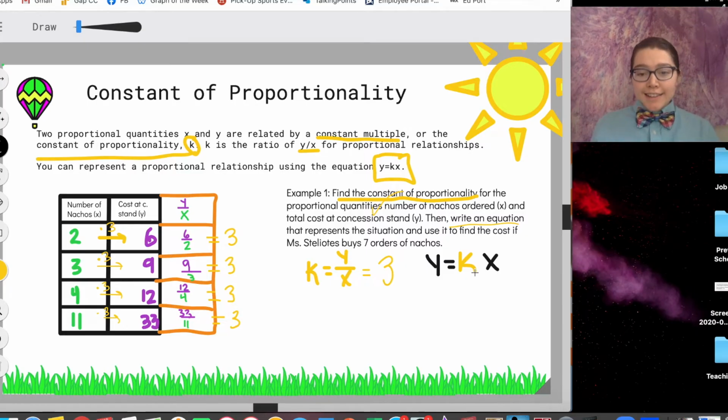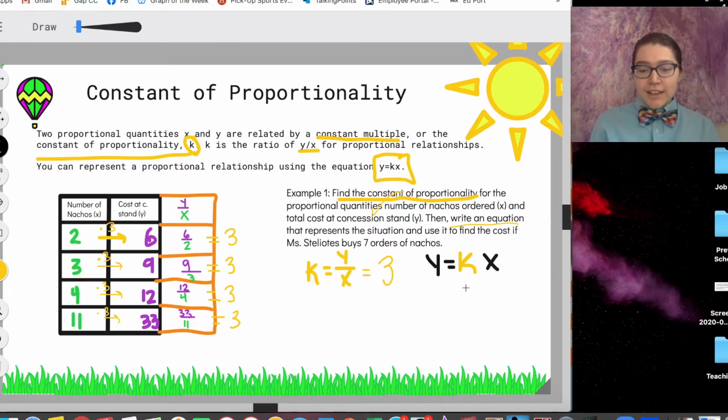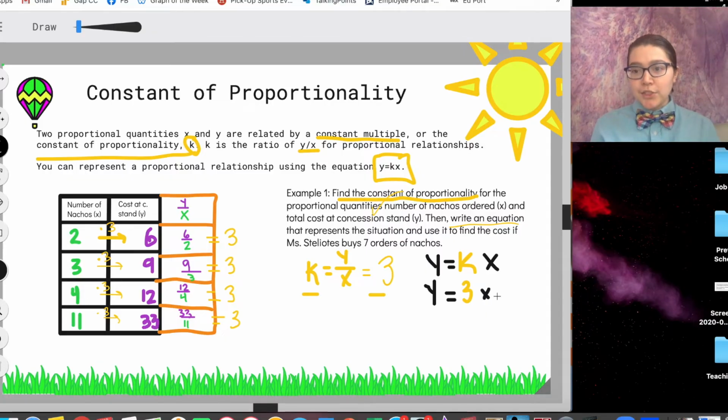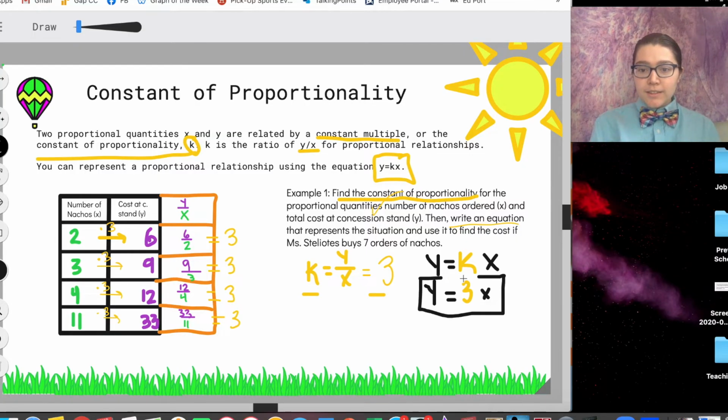So what is k? What did we just figure out k is? K is our constant of proportionality, and we just determined right here that k is equal to 3. So to write an equation, all I have to do is substitute in, which is a good math way of saying replace. We just need to replace k with 3. Where we see k, substitute in 3 because k is equal to 3. Okay, so this equation is my equation that represents the situation.